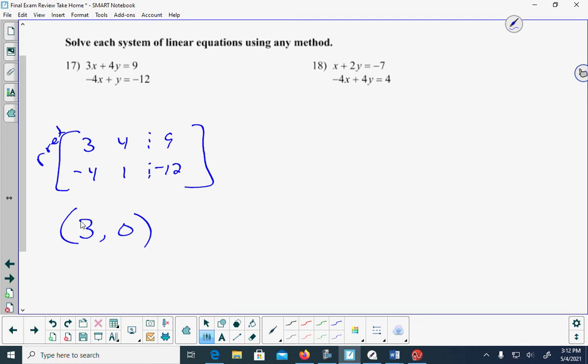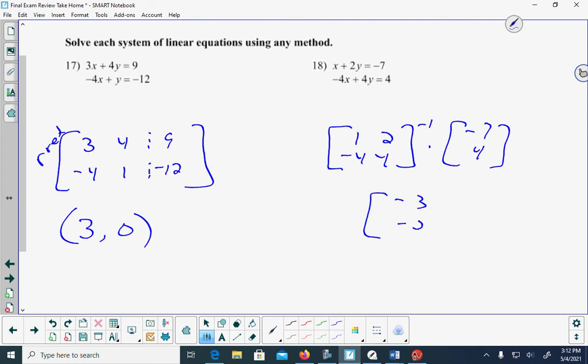So 18, let's say you don't like reduced row echelon. Maybe you're an inverse person. So you're going to do 1, 2, -4, 4. You're going to take the inverse of that, and you're going to multiply it by the answers, which are -4 and 7. And when you do that in your calculator, it gives you -3, -2, which means your x is -3, your y is -2. Any way that you can do it on your calculator is fine.